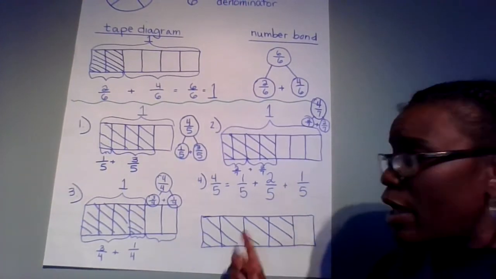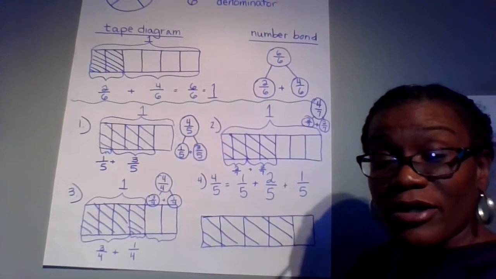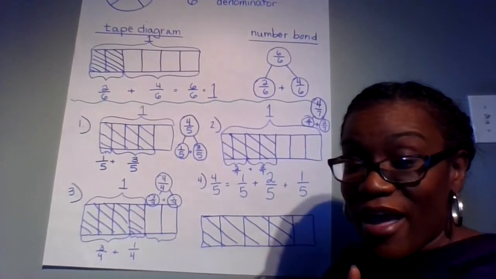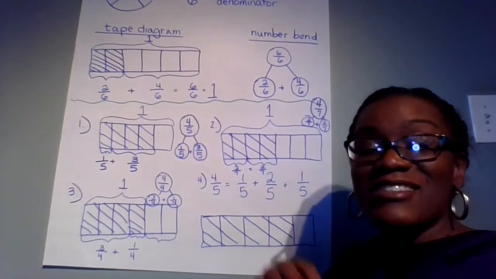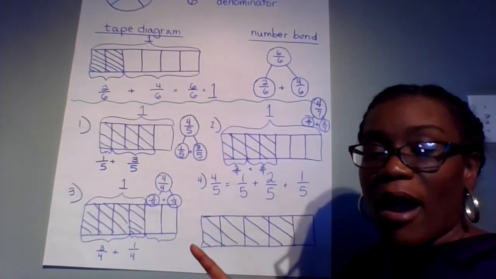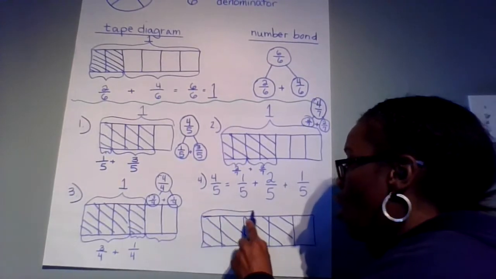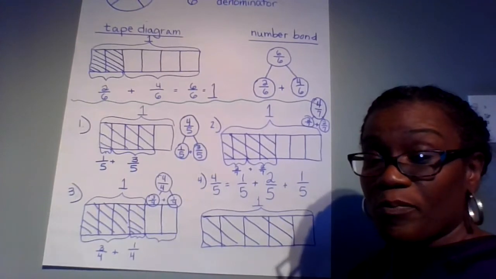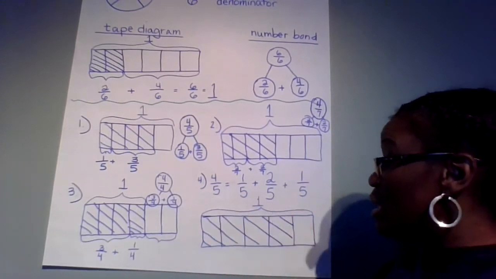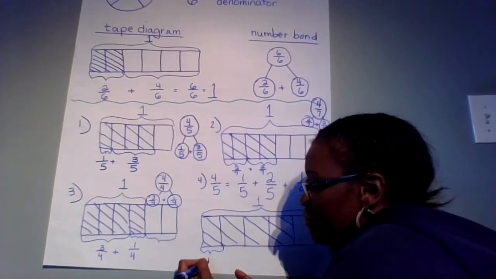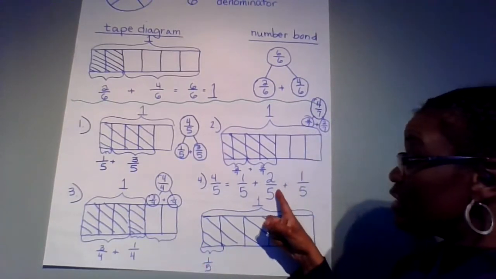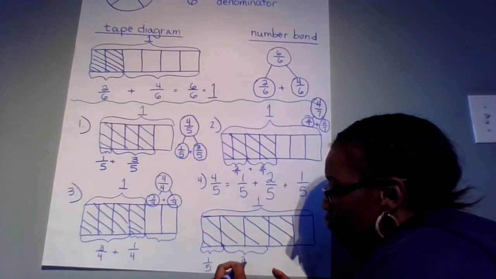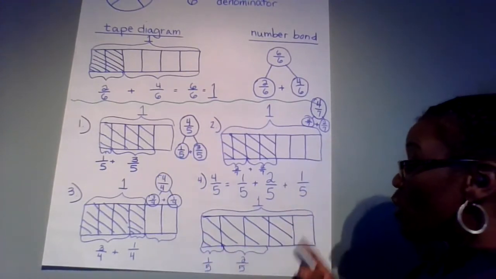Now, how many parts are going to be our whole? What's going to tell you that? That's right, you guys. The denominator will tell you how many parts are in your whole. So all 5 parts are going to equal my whole. Now let's split it up. They want us to show 1/5, then 2/5, 1, 2, and now 1/5 again.